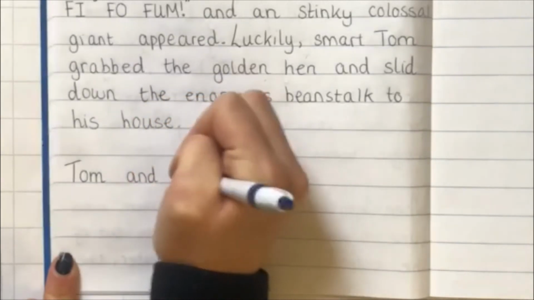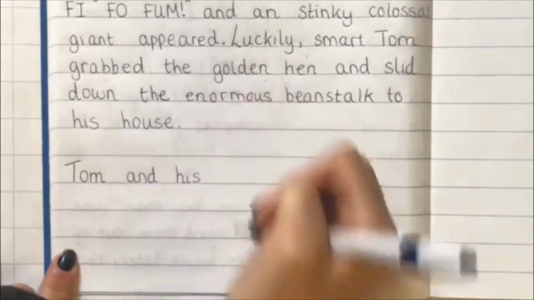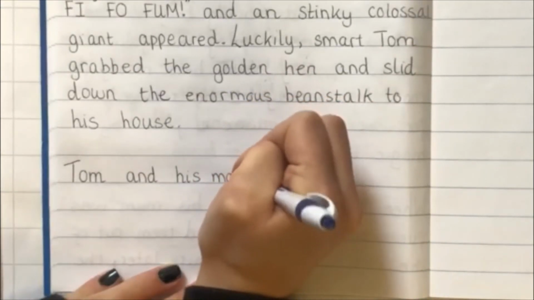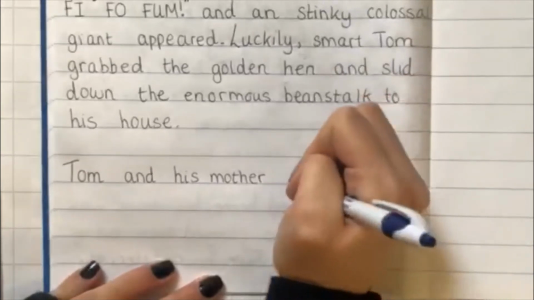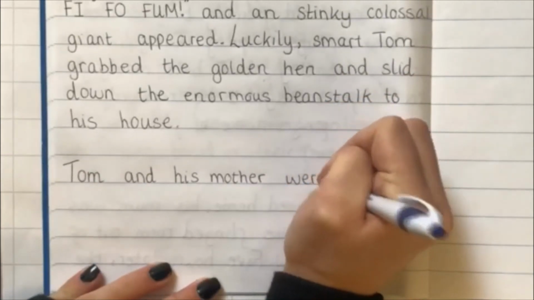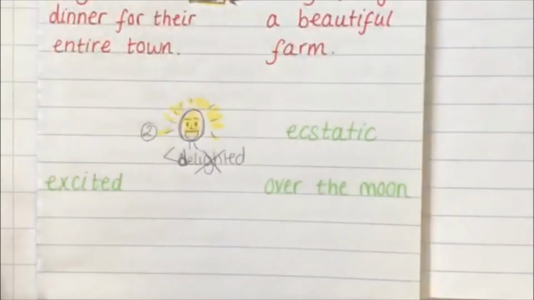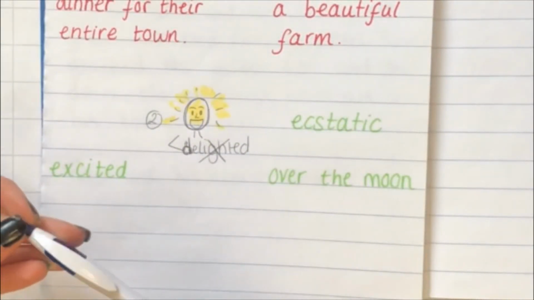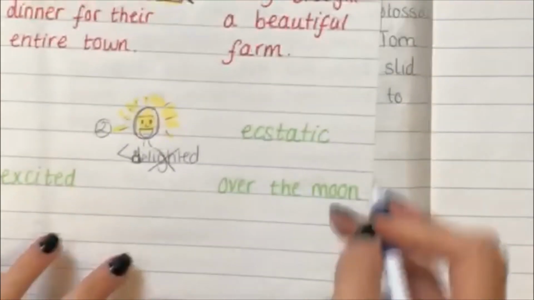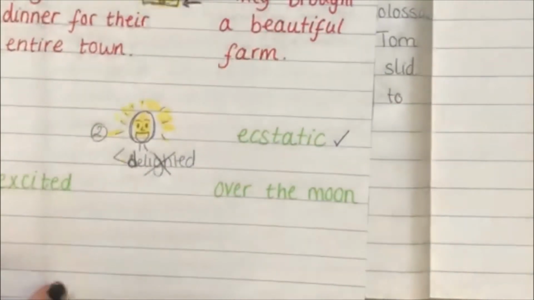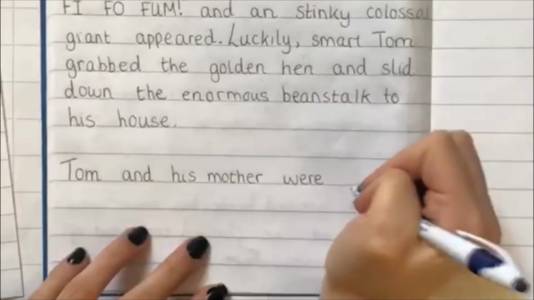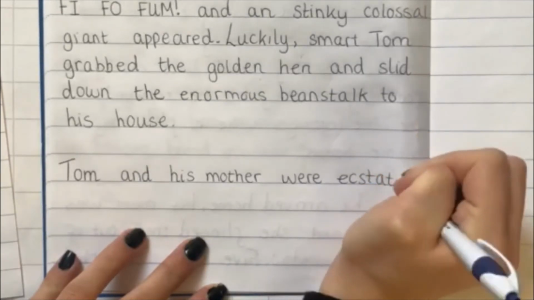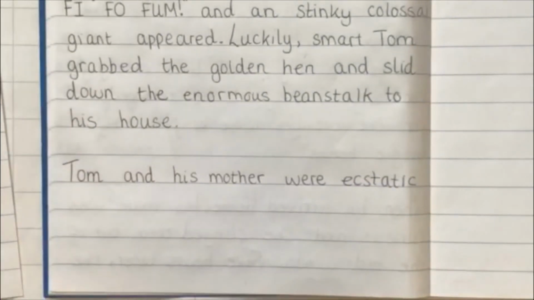and who's the other character? His mother or mum, whatever you want to write, and his mother were delighted, but we're not having delighted. Number two, which emotion is Jack and his mum going to feel? I love the word ecstatic. So I'm going to take that off and copy my spelling. Were ecstatic. But why? Why are they so happy?